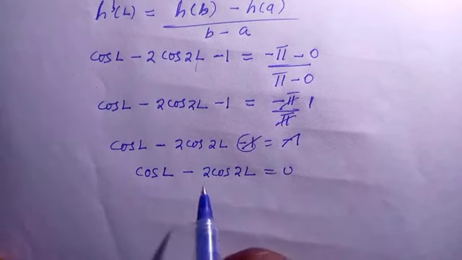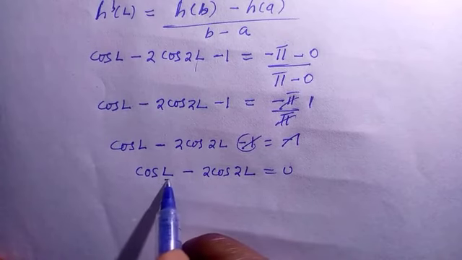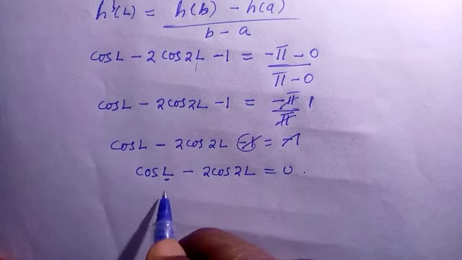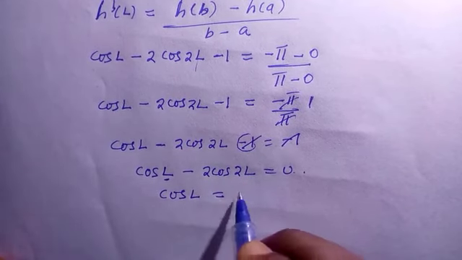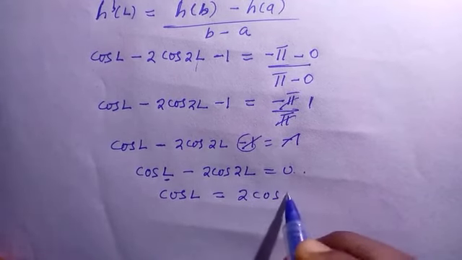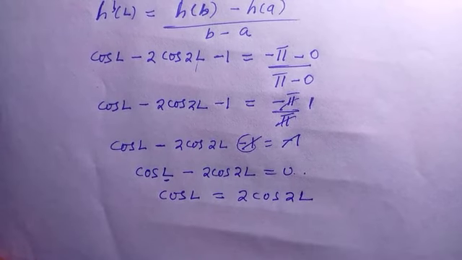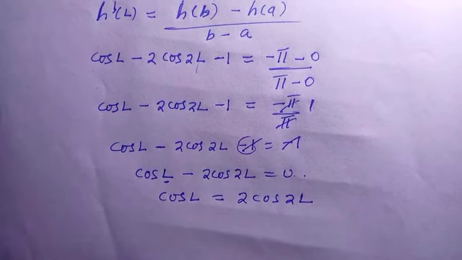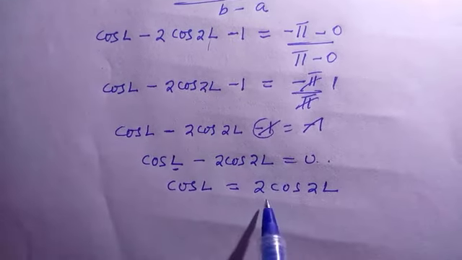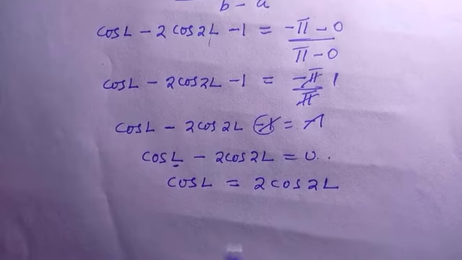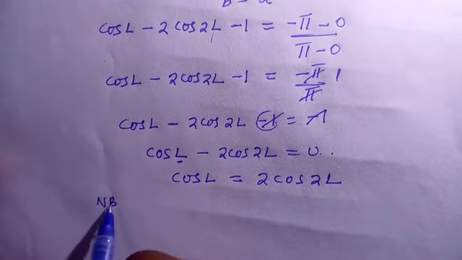And in this left hand side, we have cos L minus 2 cos 2L equals this. So if we transfer 2 cos 2L to the other side, we have cos L equals 2 cos 2L. At this stage, my aim is to get the value of L. But to do that, we need to pay very close attention, because I'm going to apply some identity. I want to make this become a quadratic equation.